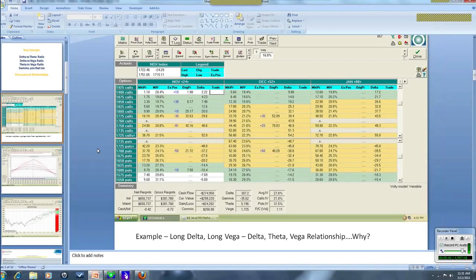So if I'm short vega, I want to be short delta. If I'm long delta, then I want to be long vega as well. That way, if the market goes down and vol goes up, it'll offset my long delta, so I'm not losing too much on the long delta.